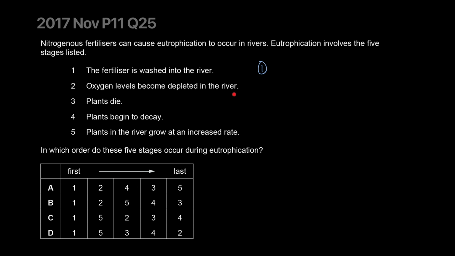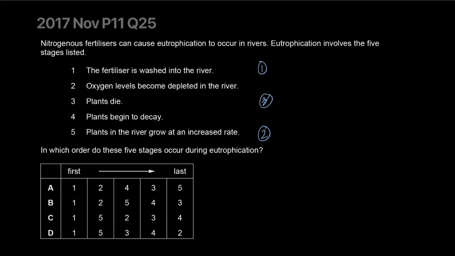Oxygen level becomes depleted in the river? No. Plants in the river grow at an increase. So they start going crazy. They start growing a lot. Then they'll die. 3 for 3, right?